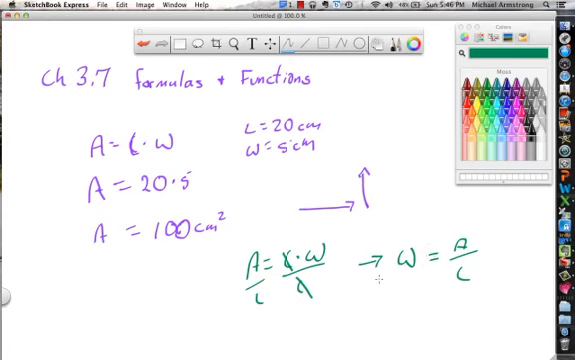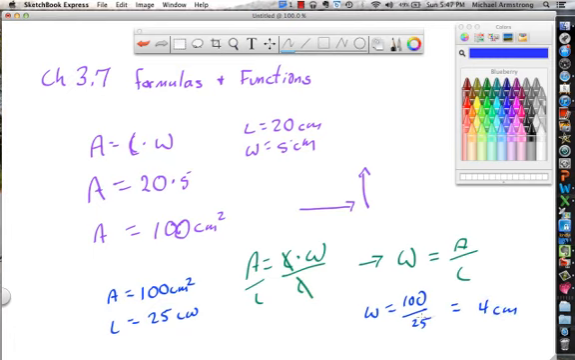So for instance, if you get a story problem where the area equals 100 centimeters squared, and the length equals 25 centimeters, then we'd have to find the width. So it's just width equals 100 divided by 25 equals 4 centimeters. So we'd have a length of 25, a width of 4 centimeters, and the total area would be 100 square centimeters. So we can work backwards.